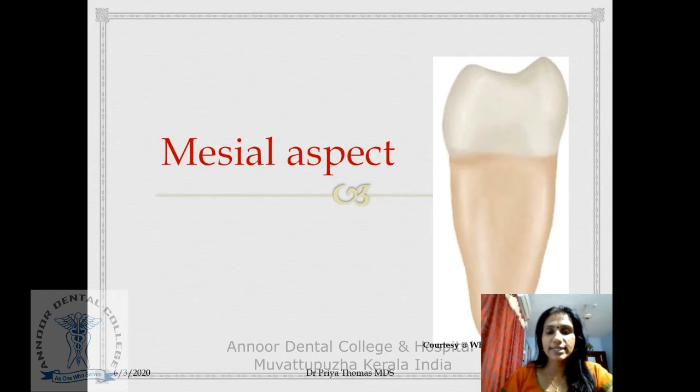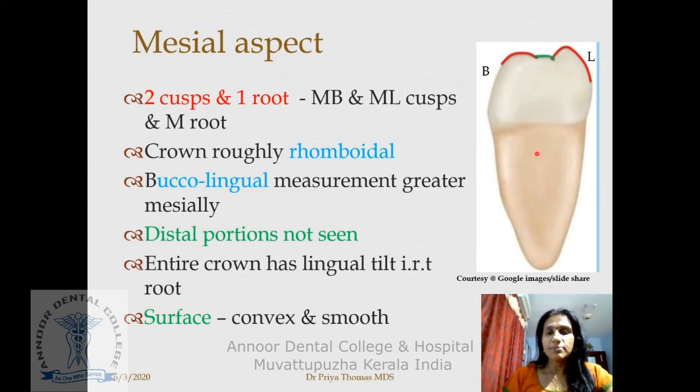We'll move on to the next aspect, that is your mesial aspect. From the mesial part, you can visualize 2 cusps on the crown. You can visualize your mesiobuccal cusp and your mesiolingual cusp. And then you can see a single root, that is your mesial root.